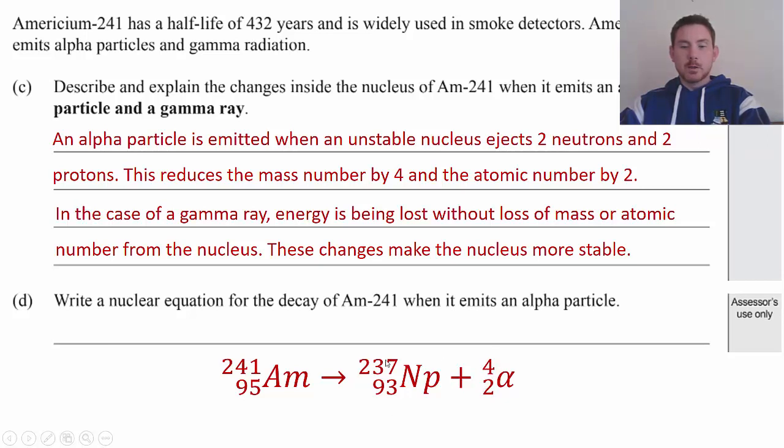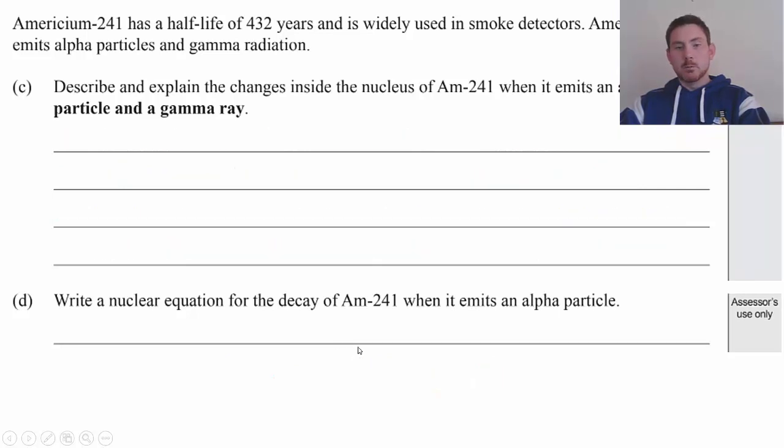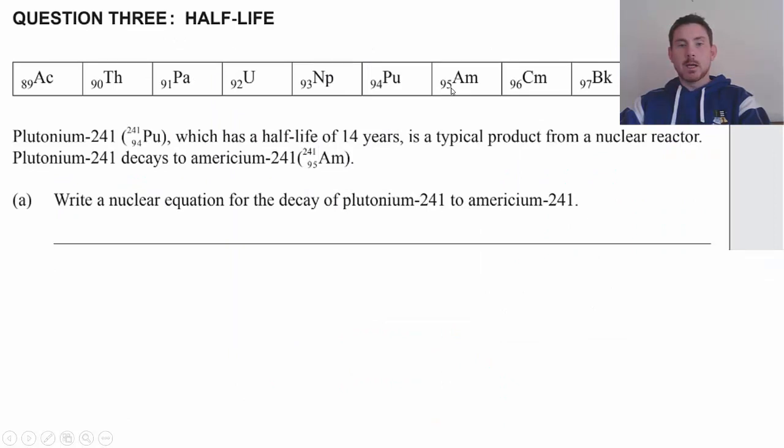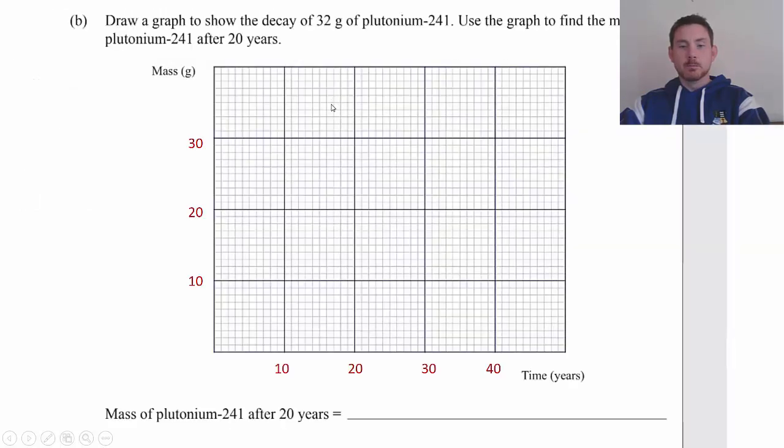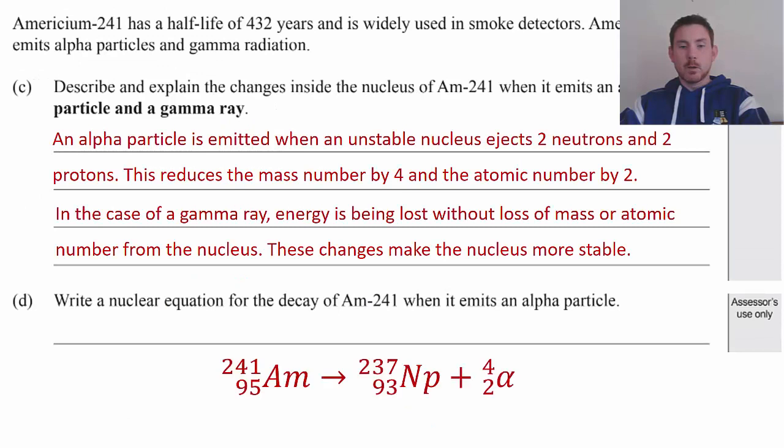Now, we wouldn't be expected to know this, but we should be able to work it out by deducting 4 from 241 to give us 237 as the mass number of our unknown particle, and then deducting 2 from 95 to give us 93. And if we flick back to the previous page, we can see that if we take 2 away from 95, we've got 93, and that's Np, which is neptunium. And so coming back to our question here, we can identify that particle after the alpha decay of americium is neptunium. And for that answer, we'd be looking at an achieved.